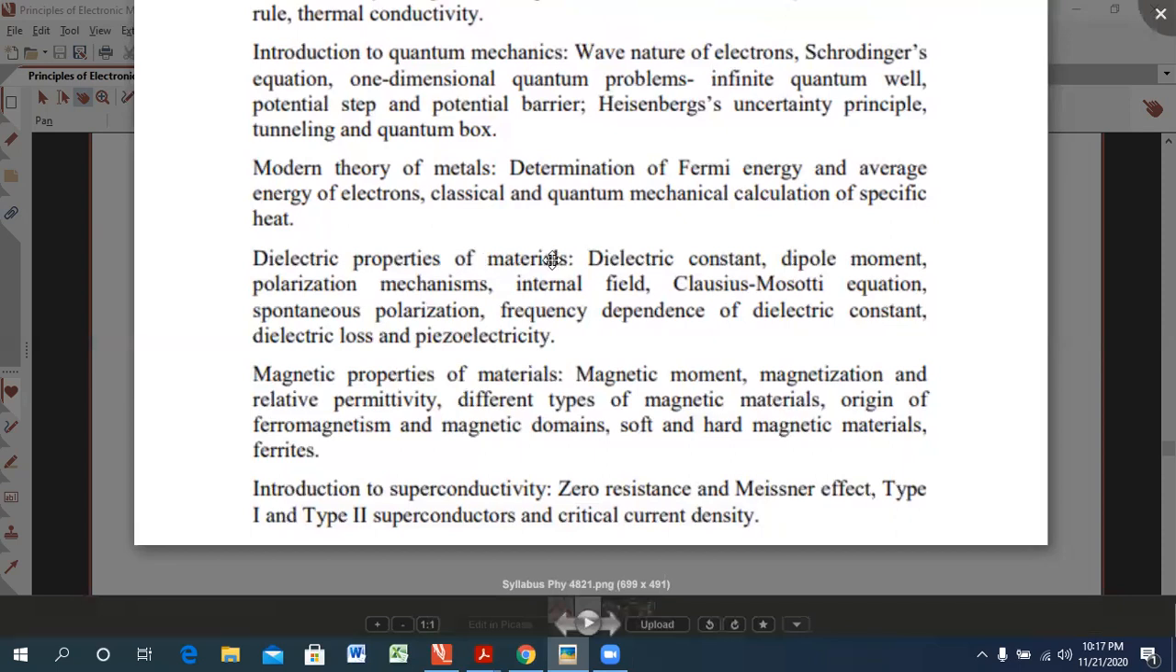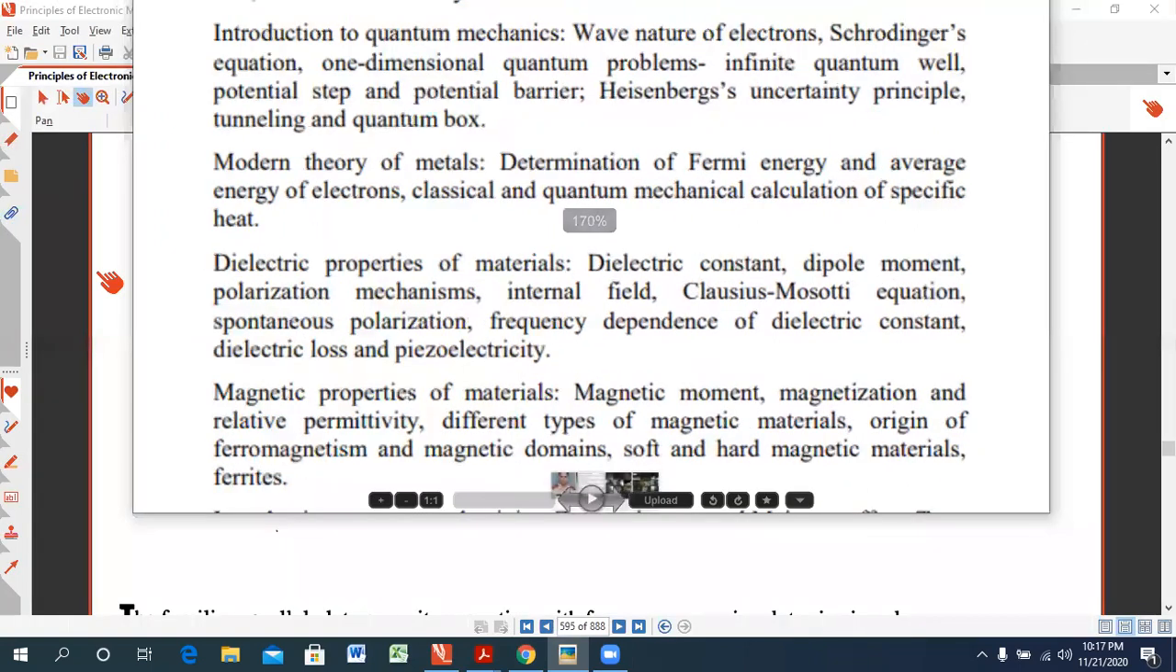Properties of the material and the magnetic properties of the material after the introduction to superconductivity. So the first topic after midterm will be the dielectric properties of the material, and inside this topic there are various subtopics such as dielectric constant, dipole moment, polarization mechanism, and so on.